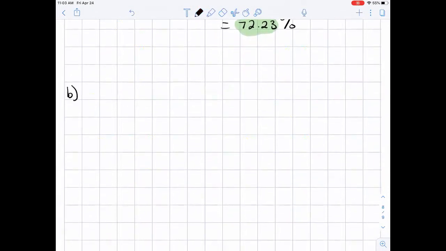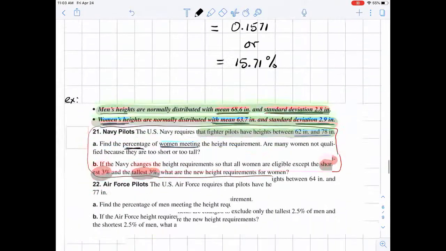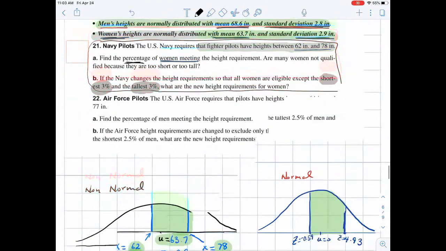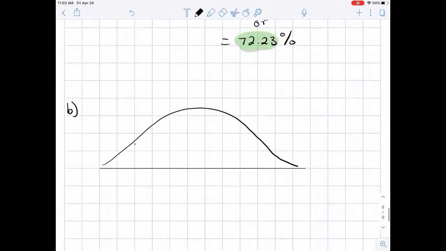So for part B, now we have a graph, and the Navy will change it so that all women except the shortest 3%. The shortest 3% will be somewhere over here. This is the shortest. And the tallest 3% will be somewhere over here. Do you agree? So this is 3%, this is 3%. Now notice where I write that 3%. Percent is a probability, isn't it? Pay attention, guys, because this one is a little bit different.